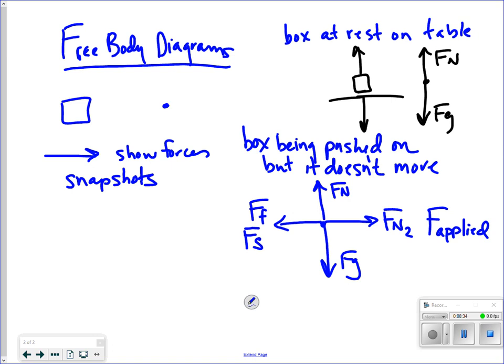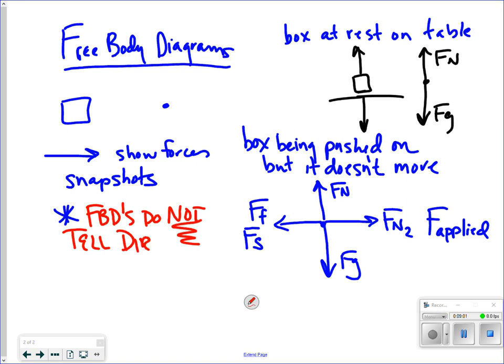Now, here's the thing. When you look at a free body diagram, do not be fooled. Arrows do not tell you where the motion is, and arrows do not tell you what direction the motion is. So that's something to also keep in mind. I'm going to put it in a different color so it stands out a little bit more. FBDs do not tell the direction of motion. MOPS is going to try to fool you. I'm not going to lie about that.